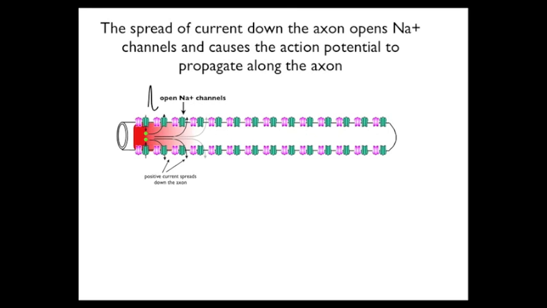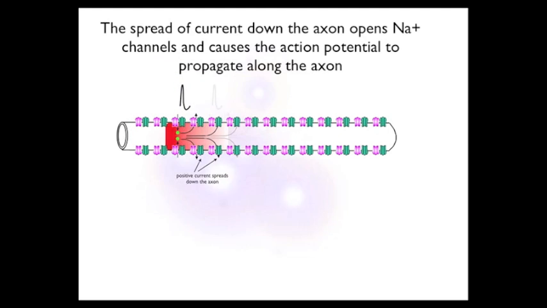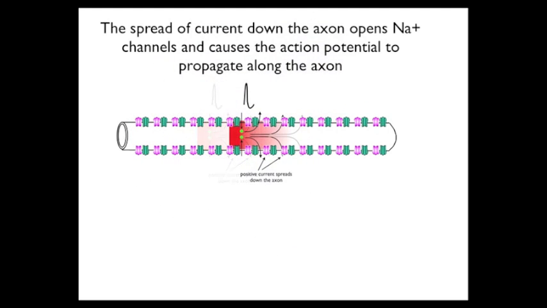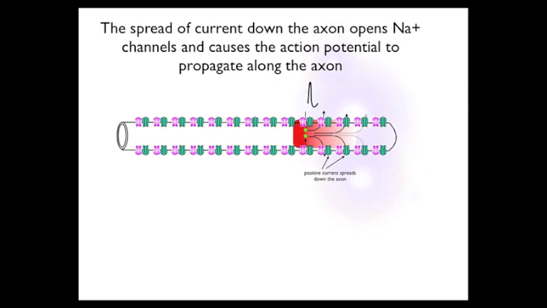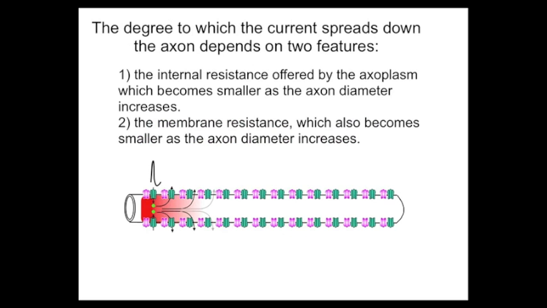And here you can see an action potential generated on the left side and some of the current spreading down. It's going to open sodium channels and generate another action potential. And that then is going to propagate all the way down as a consequence of the spread of positive charges and the sequential opening of sodium channels along the axon.